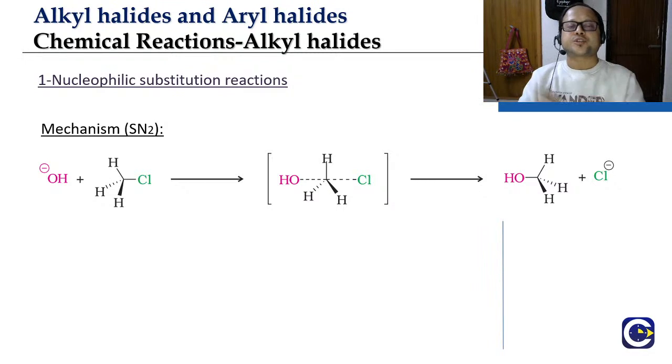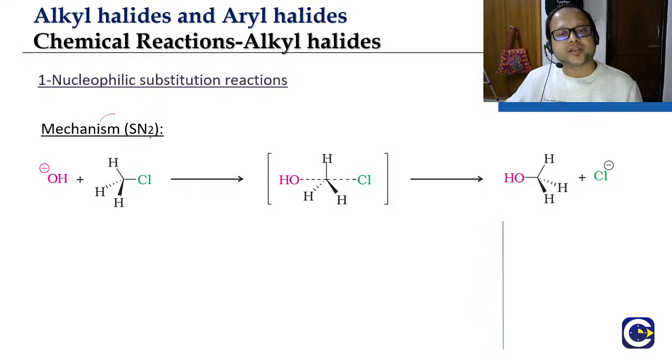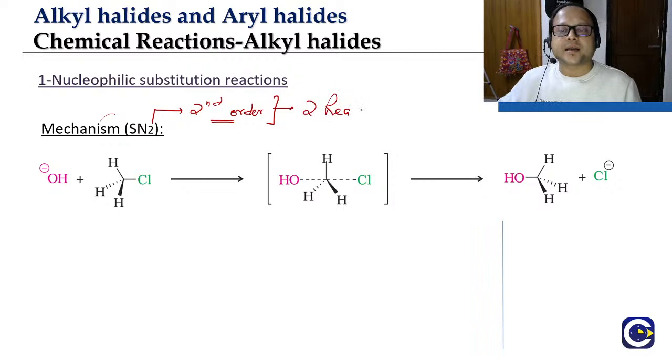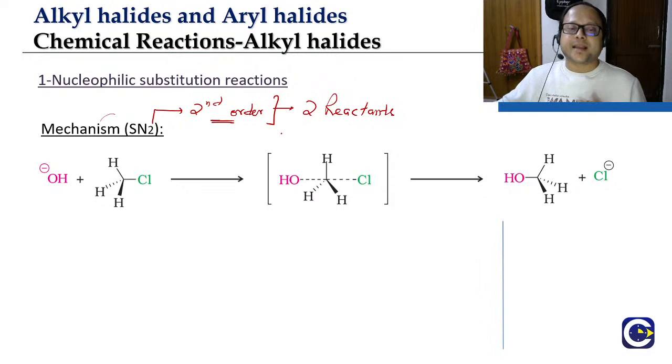Okay, now we are going to talk about mechanisms. Two mechanisms, one is your SN1 and the other SN2. So let's first talk about the SN2 mechanism, that is nucleophilic substitution reaction of second order. 2 here means second order. And what is second order as per chemical kinetics? It means involvement of 2 reactants in the rate determining step. So ultimately it is the rate determining step that is going to decide the fate of kinetics over here.